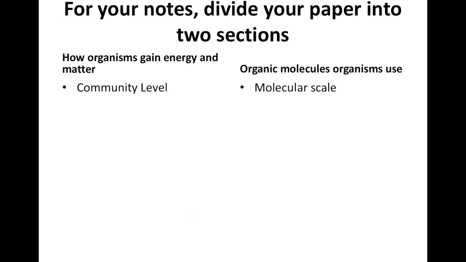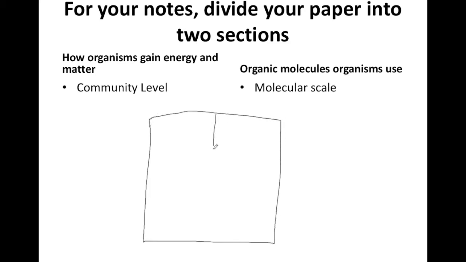Now, for the rest of the presentation, you should take notes. I'm going to have this particular structure, which should help you understand these different interactions. On a piece of paper or in a Google Doc, you're going to want to have two columns. The first column, you're going to title with how organisms gain energy and matter. And this is looking again at that community or that macro level. And the other one you want to title with the organic molecules that organism uses, and this is at the molecular scale. Okay, so when you are interacting with another species, you're actually gaining some of the matter that you need.